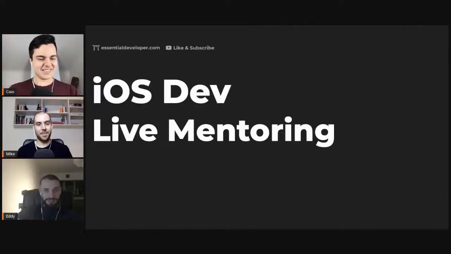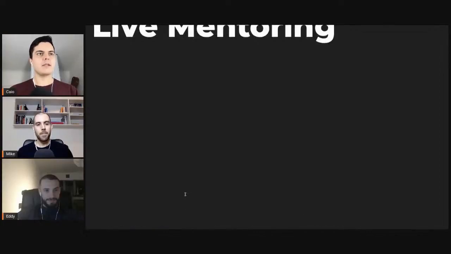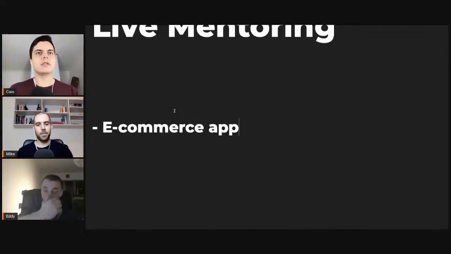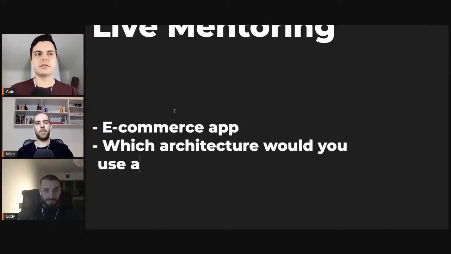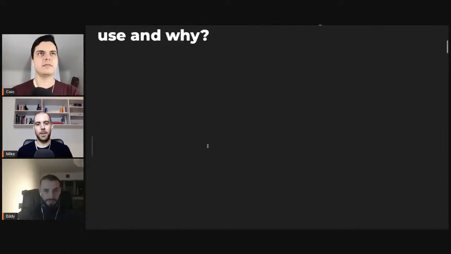First question would be, let's say we have an e-commerce app. How would you design the model and the architecture, and what architecture would you choose and why? Okay, so e-commerce app. Which architecture would you use and why? Okay. Correct? Yes.